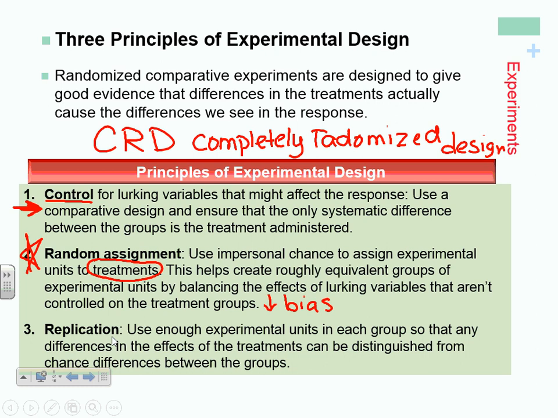And the third one is replication. Replication doesn't mean do the whole experiment all again, which of course would be good if you could, but use enough experimental units in each group, so that any differences in the effects of the treatments can be distinguished from chance differences between the groups. So in other words, if you do an experiment and you just do it on one person takes Tylenol and one person takes Advil, and the Tylenol person gets better quicker, you can't really come up with a good conclusion unless you've done it on enough people so that you can tell the difference isn't just from natural variation. You are still going to have a natural variation in your data, but this decreases the effect of that natural variation. Very important, those three things.